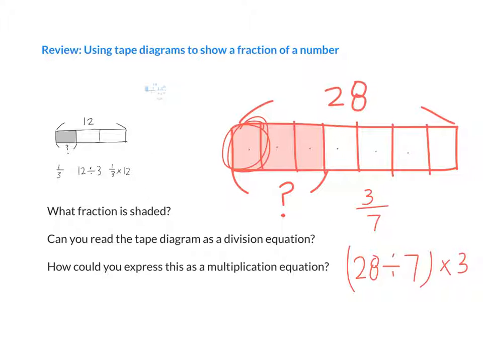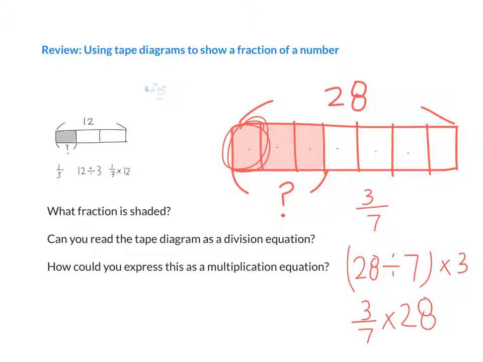So that one's kind of tricky. That's why I did it. How can I write this as a multiplication equation? If I'm finding 3/7 out of the entire 28, how could I write that as a multiplication equation? Ani? 3/7 times 28. Very good.